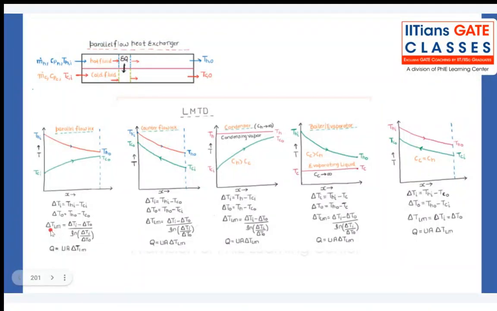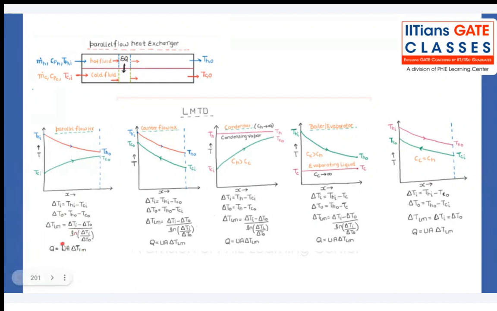Log mean temperature difference is calculated as delta TI. What is delta TI? THI minus TCI. Minus delta T naught, which is TH naught minus TC naught, divided by logarithm of delta TI divided by delta T naught. So if you take this log mean temperature difference, then you can use this in the expression. Why was I not able to do it earlier? Because the temperature difference was not constant.